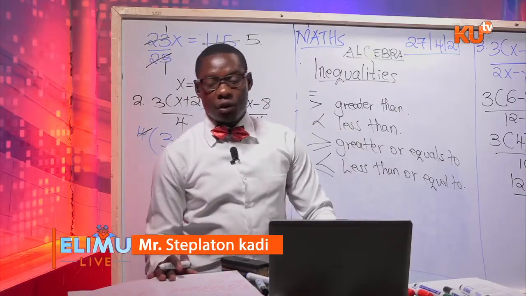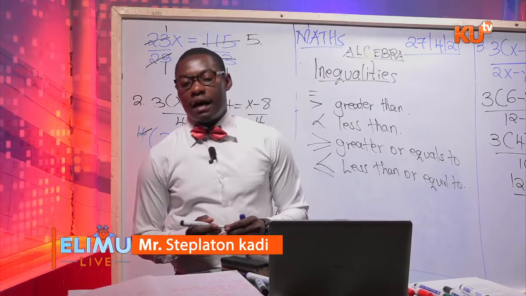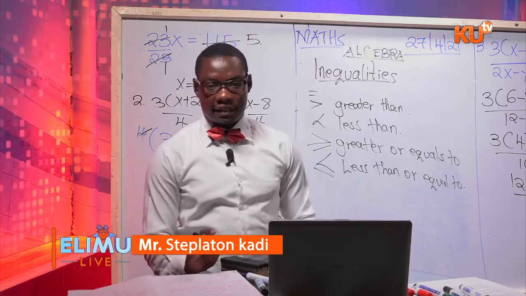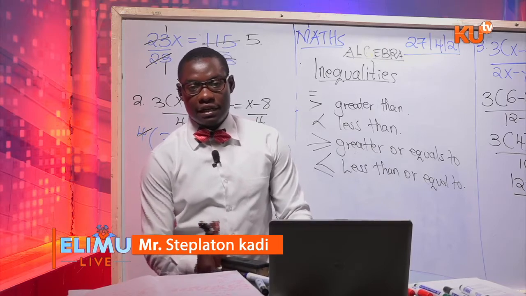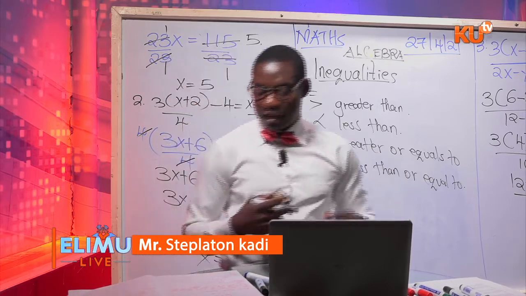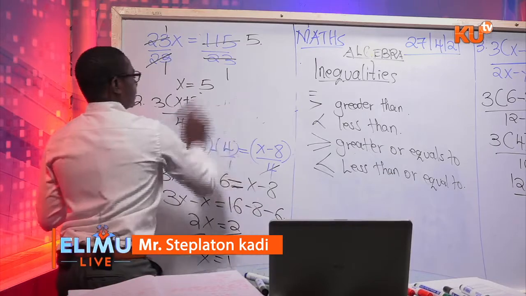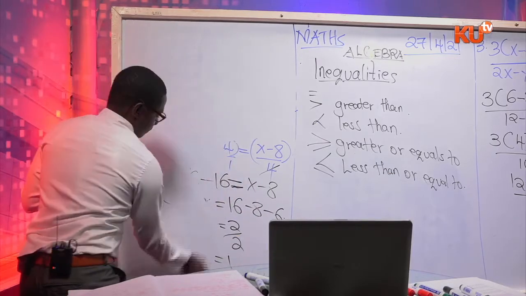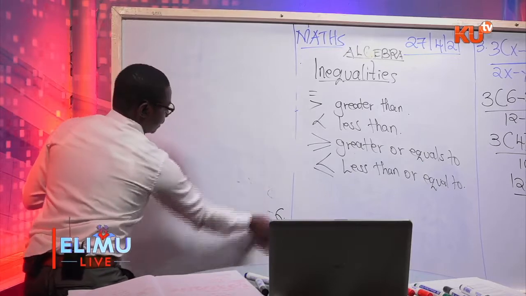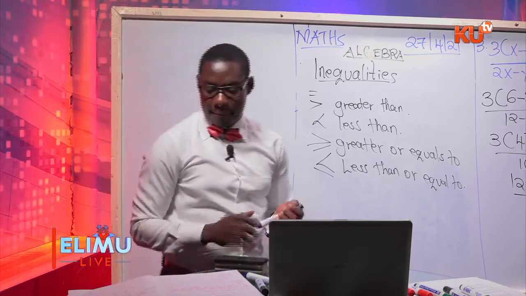So most pupils always change the inequalities and have an equal sign. That is wrong. So you're supposed to work it out with the inequalities as they are. So let me have an example of that. Just one example.